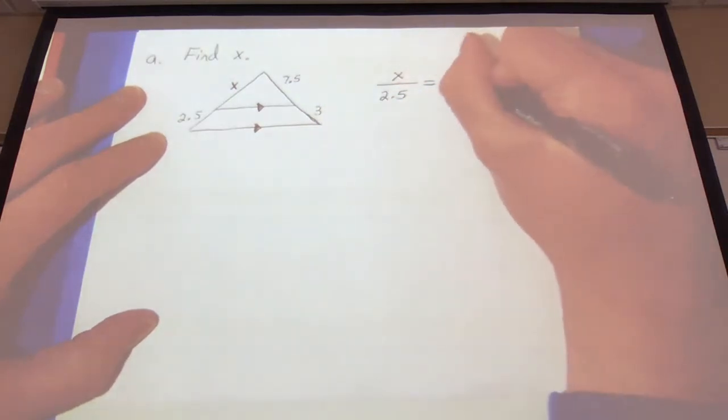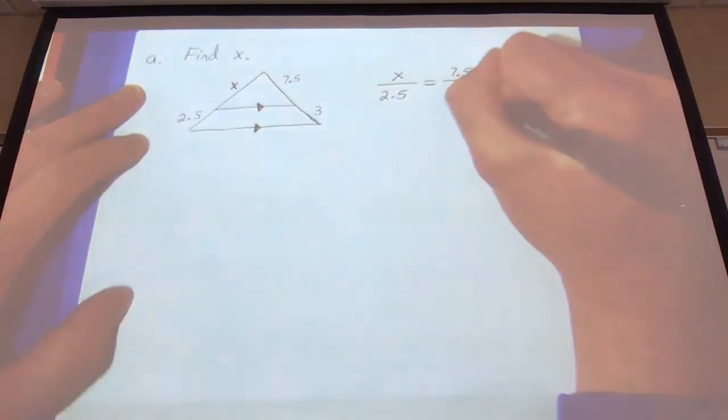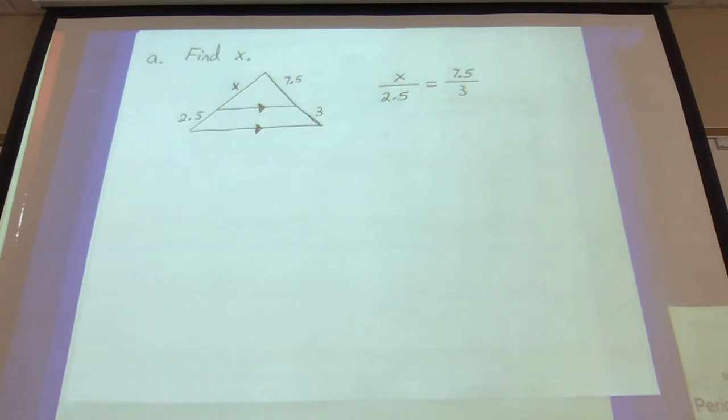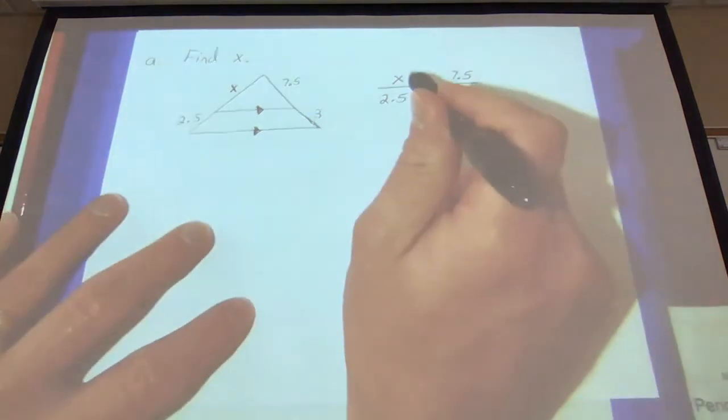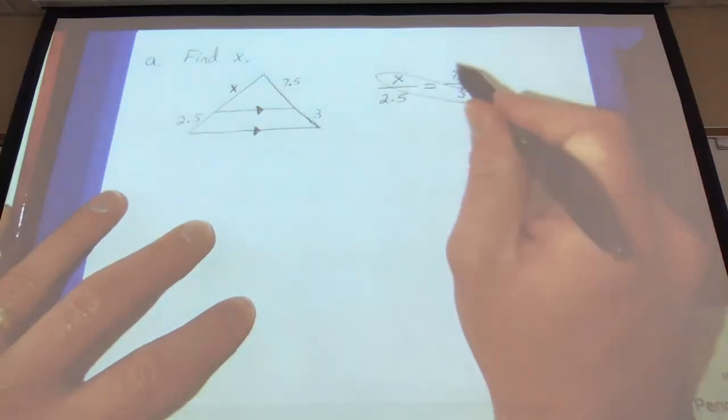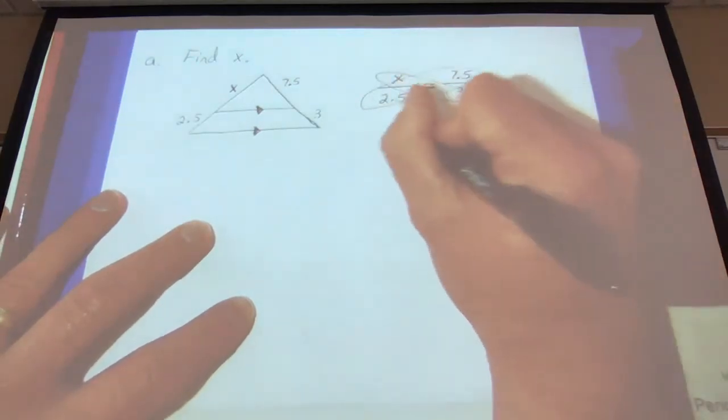7.5 and 3, they're on the right. I'm going to keep them on the right. Those 4 parts are proportional. And then just like we've done all chapter long, cross multiply to solve. 3 times x is 3x.